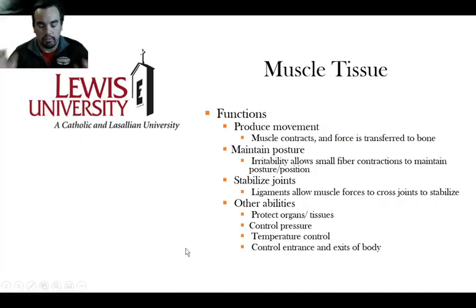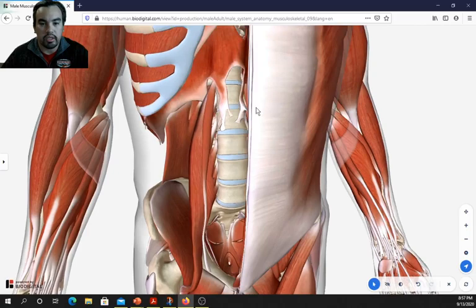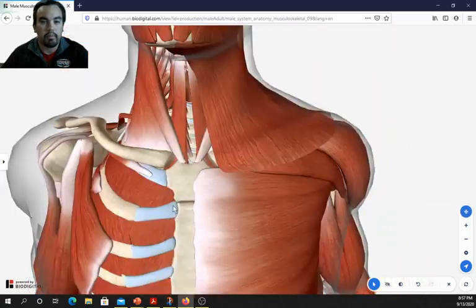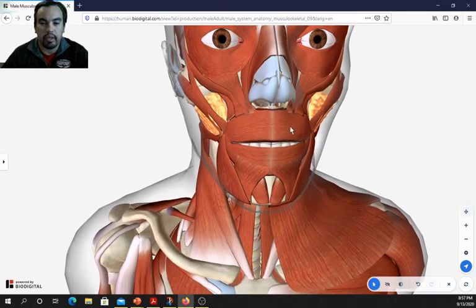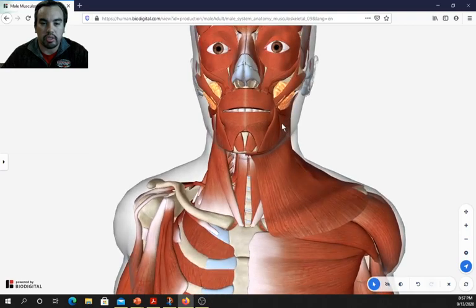Temperature control. Muscles control body temperature through involuntary shivering and heating up through contracting and elongating by increasing blood flow to the area, and that's how that happens. And then it controls the entrance and exits of the body. So you can see here the mouth, how it's a circular shape, muscle here that opens and closes around the eyes, the same, right? You can see that, how it would control those openings and closings, okay?